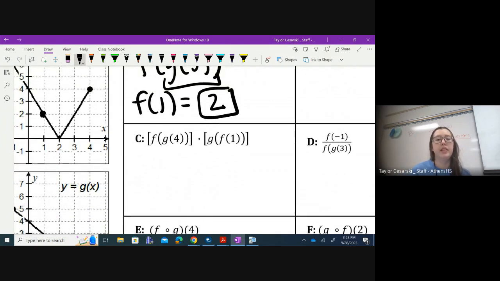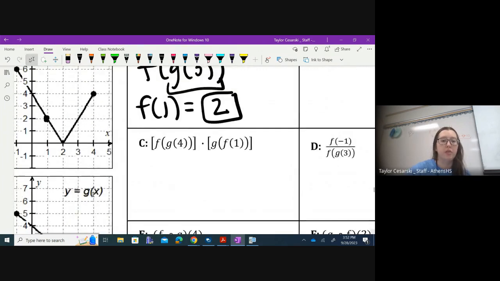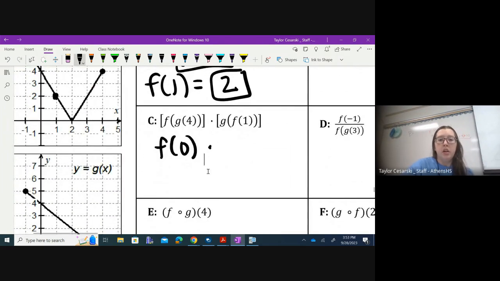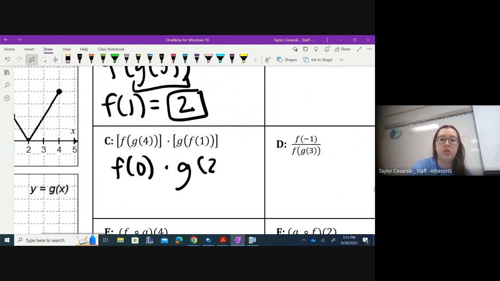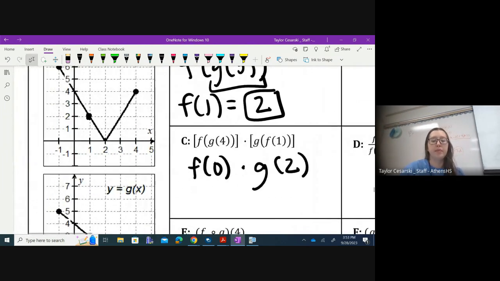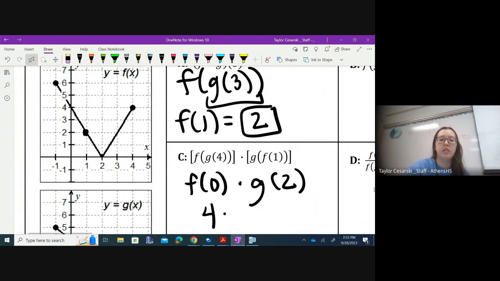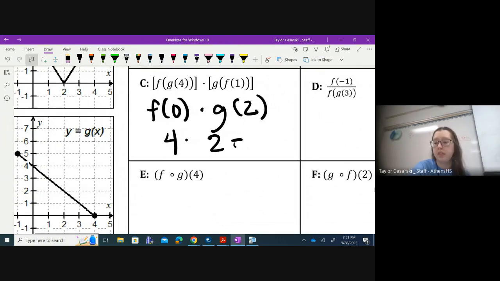All right, so this says f of g of 4 times g of f of 1. Okay, so g of 4 is 0. So f of 0 times g of f of 1. Let's see, f of 1 we said was 2, so times g of 2. Okay, so then we have f of 0, which is 4, times g of 2, which is 2. So my final answer should be 8.